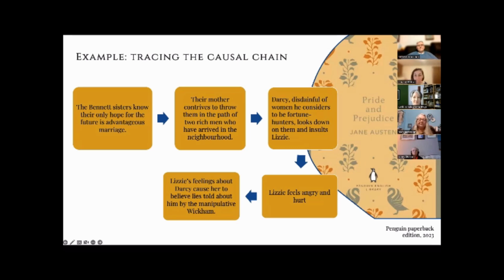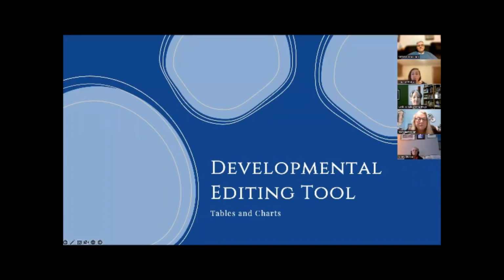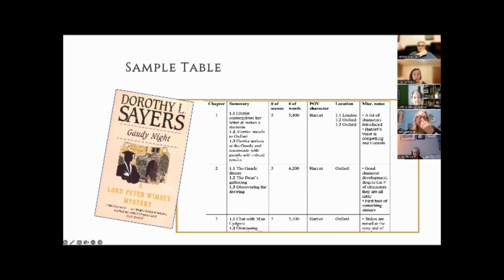I'm going to leave you with a developmental editing tool. My top tool for developmental editing is to make a table or a chart. So I've made a sample one here for one of my favorite books, Gaudy Night by Dorothy L. Sayers. And a table or a chart is a really great way of tracking things in your manuscript and seeing it laid out in an overview.